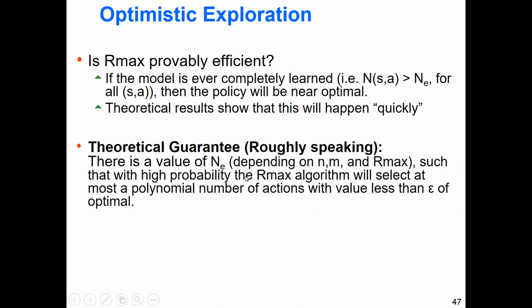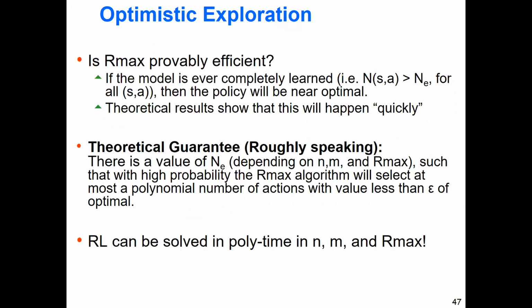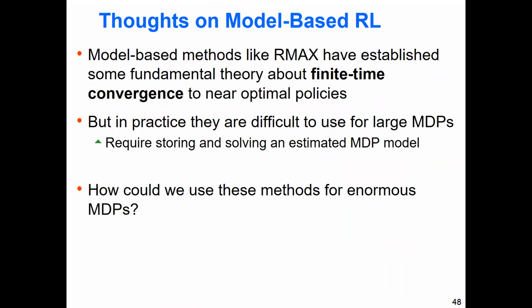was basically the first, well, this was not the first one, but it's an example of a polynomial time reinforcement learning algorithm, right? Which means that you can solve reinforcement learning in polynomial time in the number of states and actions, where what this means is that the number of non-optimal actions that you take over the lifetime of the agent is bounded by a polynomial. So that was pretty exciting. And model-based algorithms were the first ones to give a theoretical guarantee of polynomial time reinforcement learning.